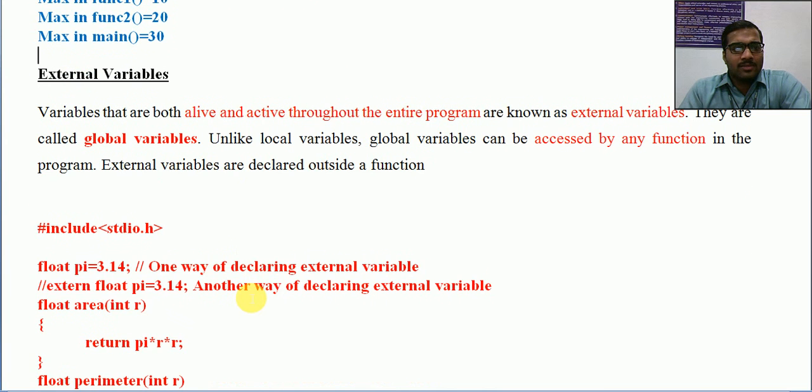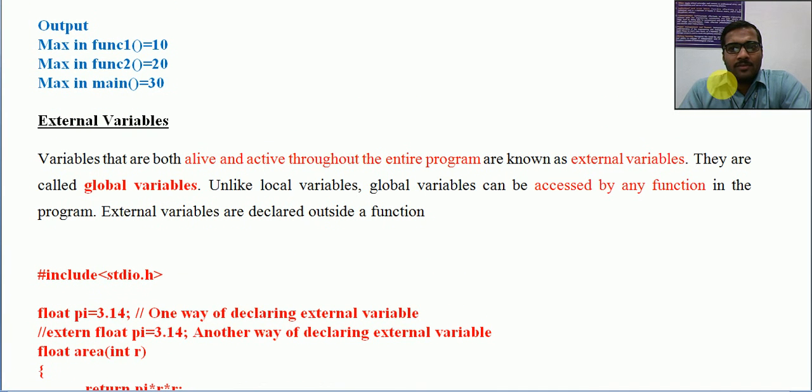Now we will move to the next type of storage class, that is called external variables. That is another important storage class. Variables that are both alive and active throughout the entire program. External variables: a variable that is declared outside of all the functions is called an external variable. It is similar to global variables. We are using the term global variables.